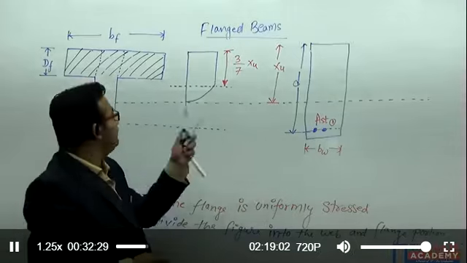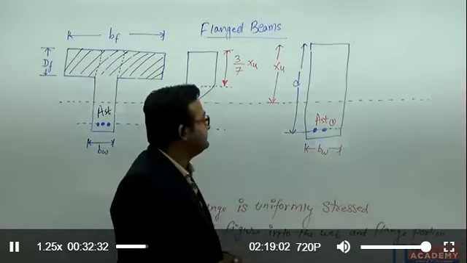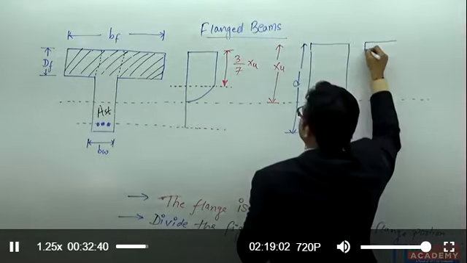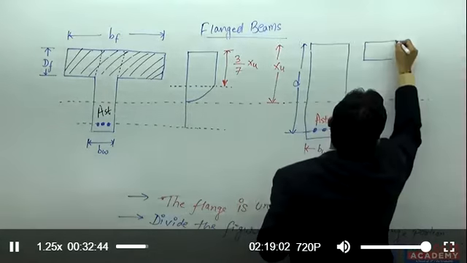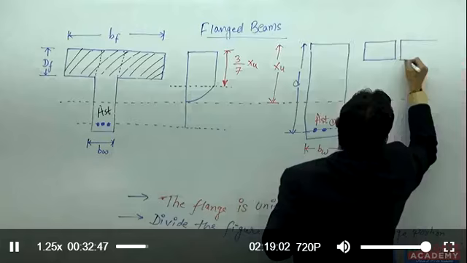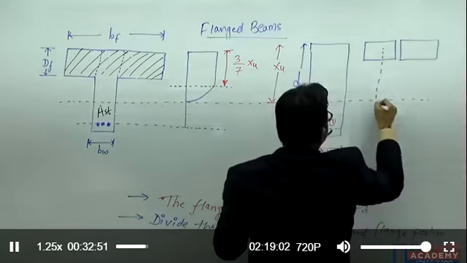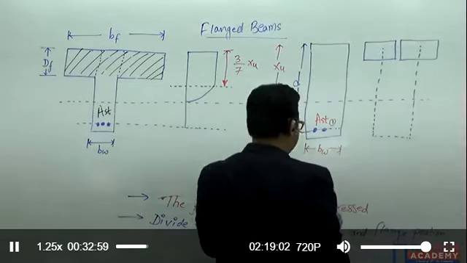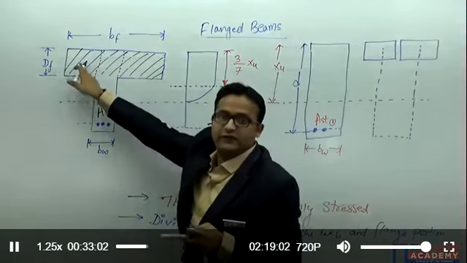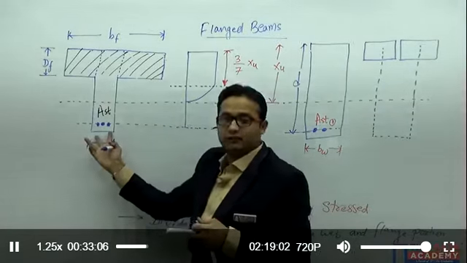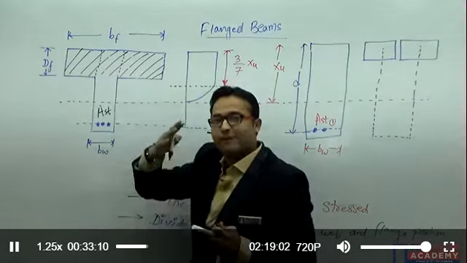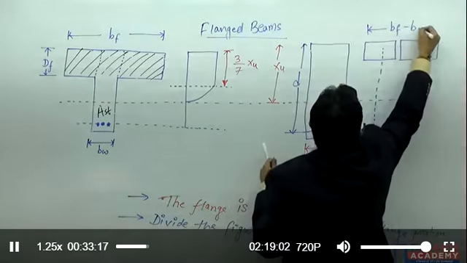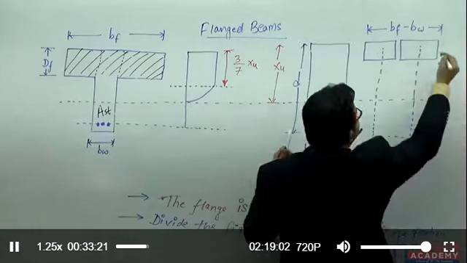So, I told you we will be dividing the given figure into two parts. First is your web and second is your flange. So, this is your flange portion now. Of course, the total effective width of the flange is BF. Already I have considered the width of the web, so the remaining width here is BF minus BW, after deducting the width of the web. And of course, it is the depth of the flange DF.